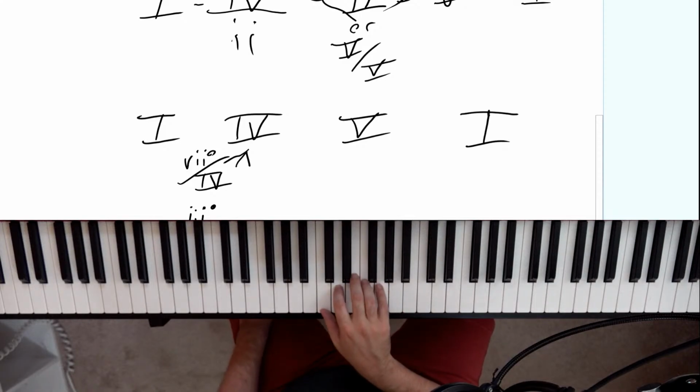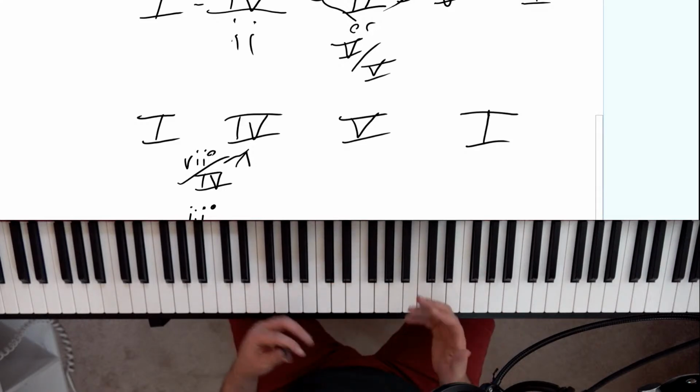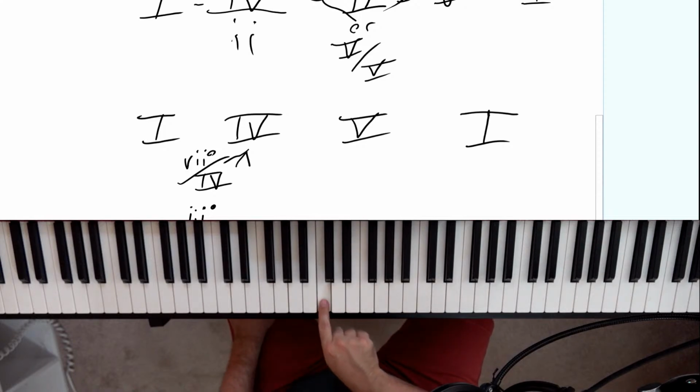Diminished is like another version of major, minor, it has more of a bite to it. The notes are closer together. And if you want to learn how to form a diminished chord on any note, what you do is you play that note. Then the next note is 3 half steps up. 1, 2, 3.